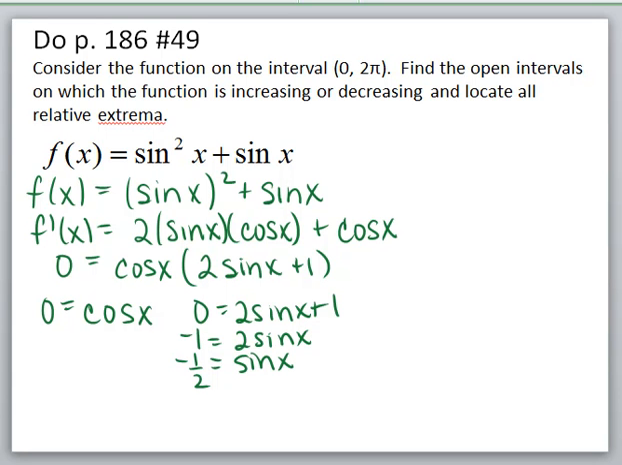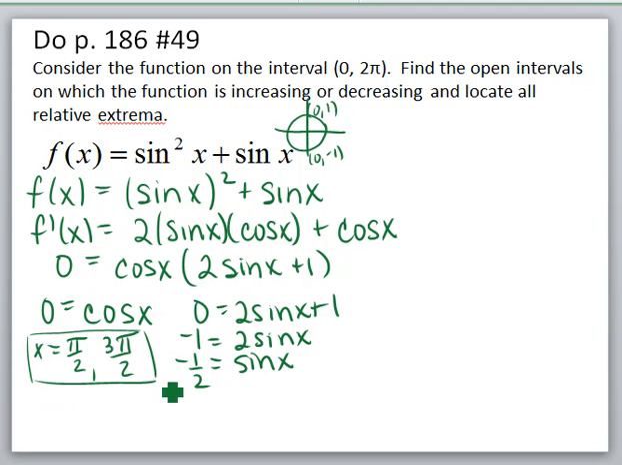From where I left off, I am going to figure out where this occurs. So the cosine of x is 0 up here and down here, if you think about your unit circle. That would be when x is pi over 2 and when it's 3 pi over 2. So those would be two of our critical numbers.